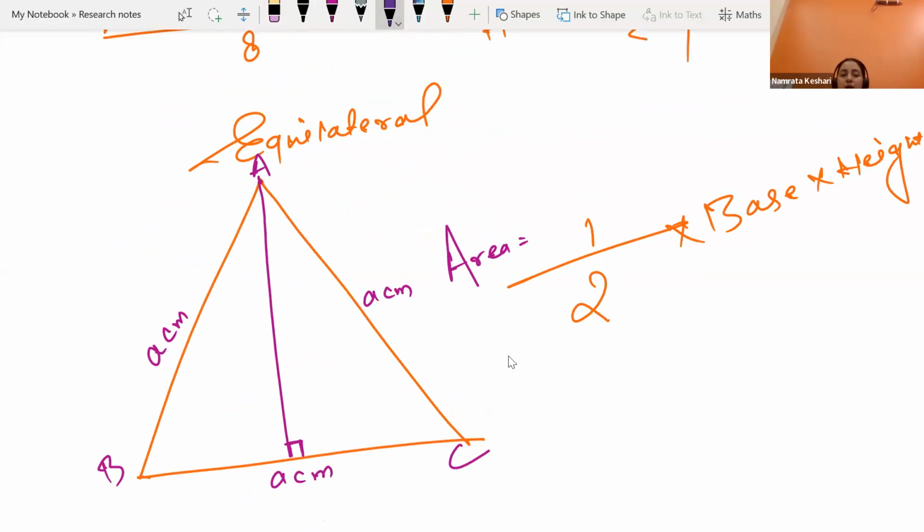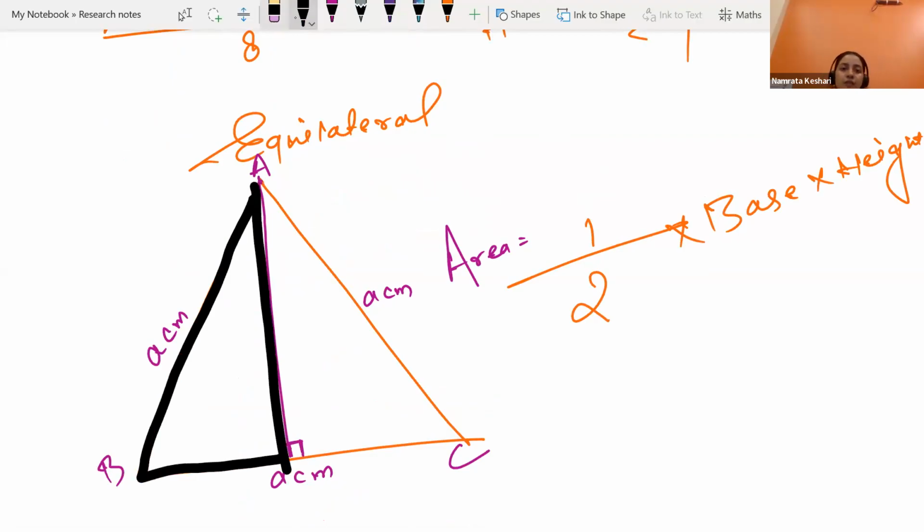We have just dropped the height because we want to use this older formula. Now we will realize that this triangle and this triangle, these two are nothing but congruent triangles. Can I say these two are congruent triangles? Yes.